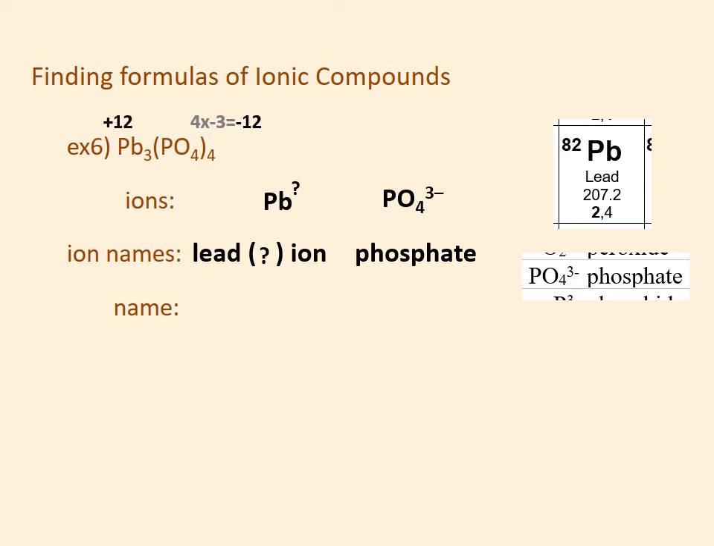Being that there are 3 Pbs, that +12 has to be split evenly 3 ways. So how many times does 3 go into 12? 4 times. So Pb is taking the +4. So it's lead 4 ion. And when lead 4 ion and phosphate come together, it's called lead 4 phosphate.